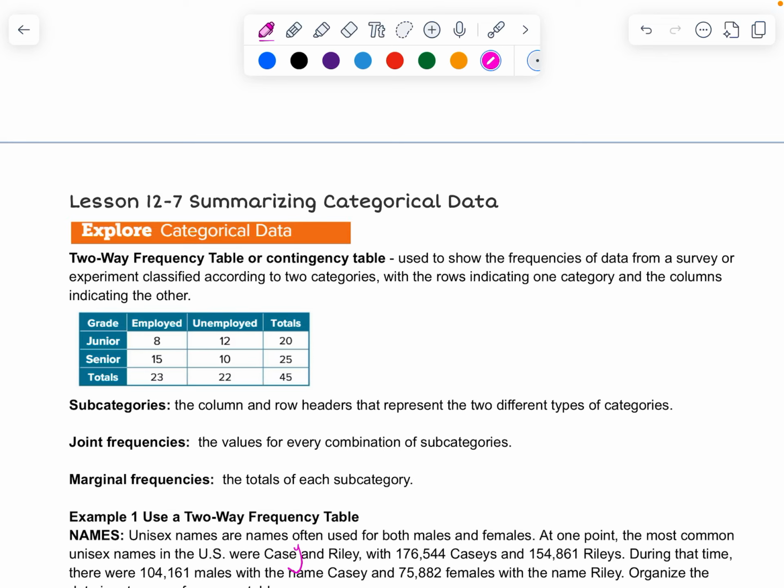So now we are in Module 12, Lesson 7, Summarizing Categorical Data. So, two-way data: a two-way frequency table, or contingency table. It is used to show the frequencies of data from a survey or experiment. These are going to have two categories, with the rows indicating one category and the columns another.